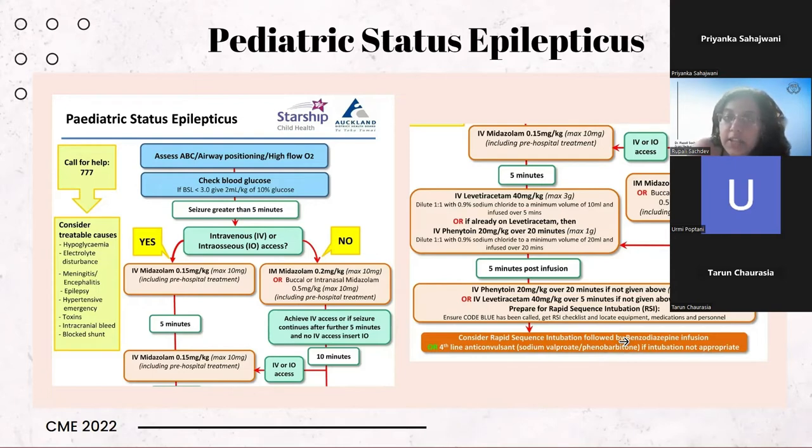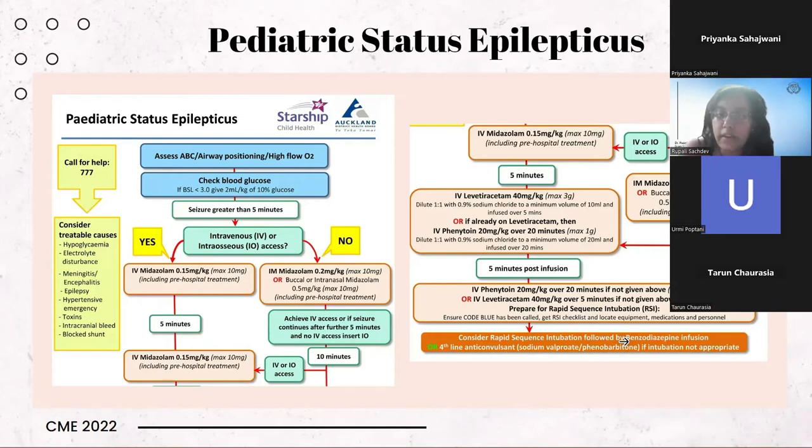If the seizure lasts for more than 5 minutes, you have to either put in an IV line or an intraosseous line. If you haven't had your pediatric postings yet, you will not know how difficult it is to put an IV line in a child. It takes like 4 people to hold their arms together, and then it takes multiple pricks to get an IV line. It can sometimes take 30 minutes to 1 hour for an IV line to be set up. So you don't have that much time in a status epilepticus case.